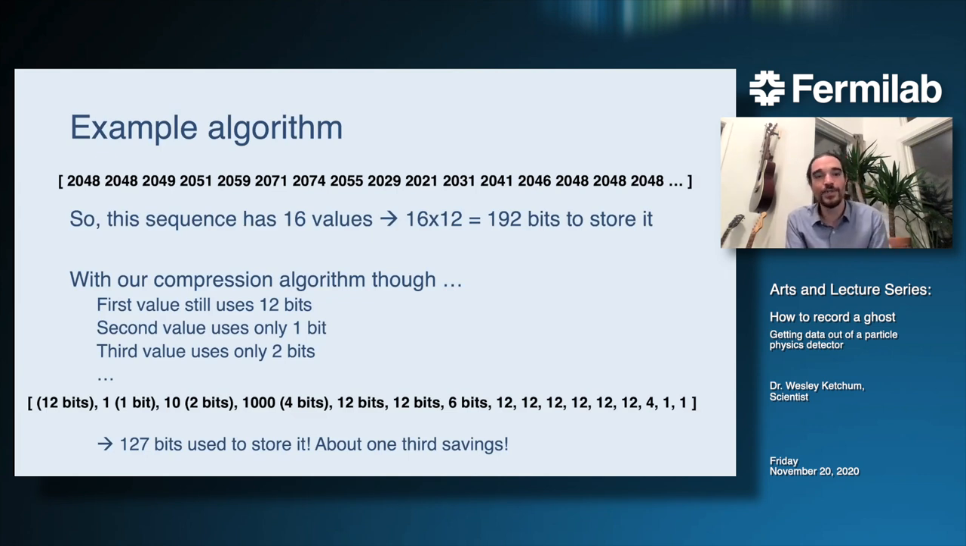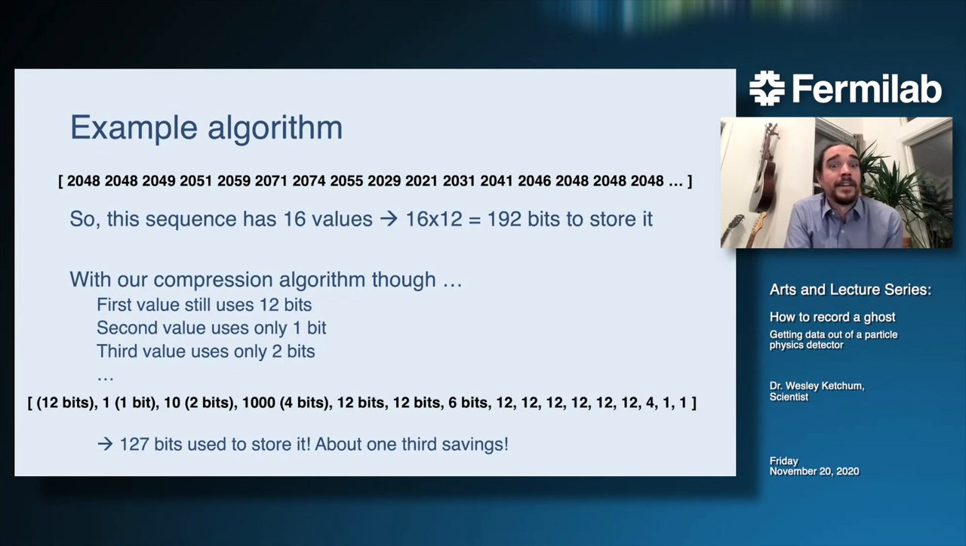Then the next value is 2051. We're really only slowly going up, so we can code that as a 1000, using four bits, and keep going from there. The next one is 2059, which is quite a bit different from the one before it, 2051, so we need to use the full 12 bits to store that full value again. You can keep walking through the whole sequence like this and see how many bits you need to store each value. It turns out for that silly little sample waveform, rather than 192 bits with no compression, you can get away with only 127 bits instead. That's about 30% or 33% off. It's a good bargain.